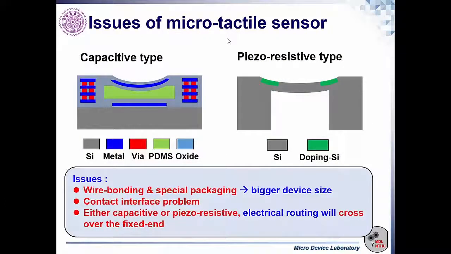The third issue is the typical design of capacitive sensing or piezoresistive sensing, and the limitation of thin film fabrication techniques. Because the electrical routing will cross the fixed end of the deformable membrane, once the force is accidentally above the sensing range, the signal transmission may be interrupted.